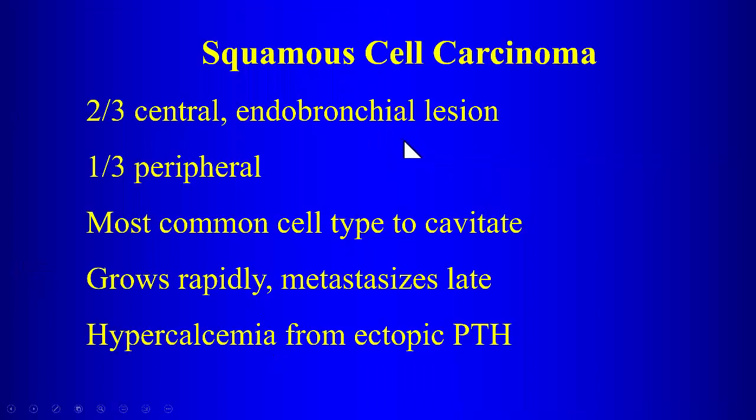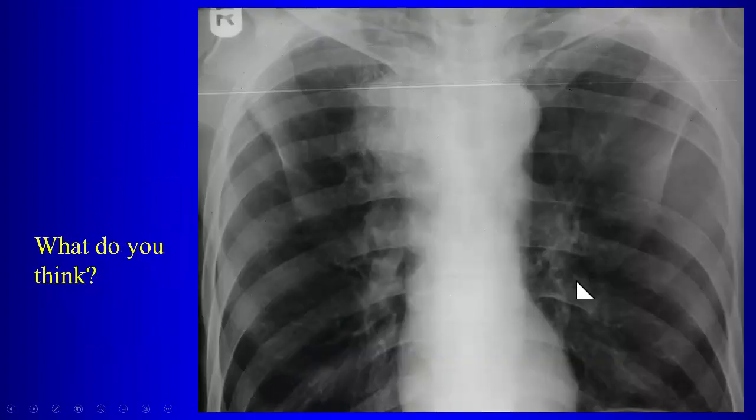So these can be endobronchial, they can be peripheral. The peripheral ones are the ones more likely to cavitate. These grow rapidly, metastasize late, and hypercalcemia from ectopic parathormone production is also a paraneoplastic syndrome that can be associated with squamous cell cancer. Okay, so what's the finding on this chest radiograph?